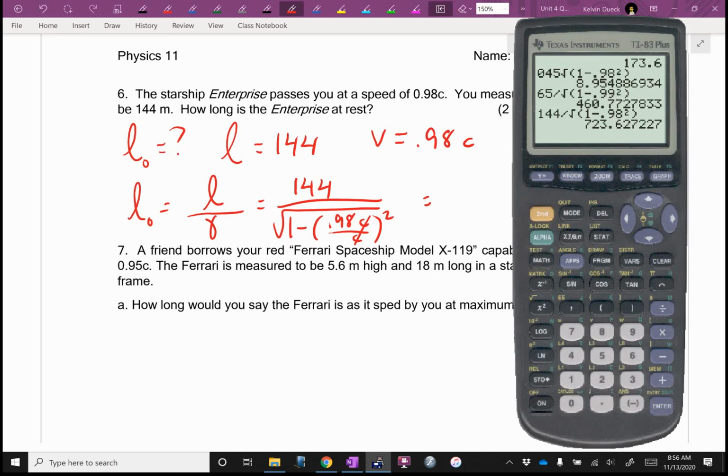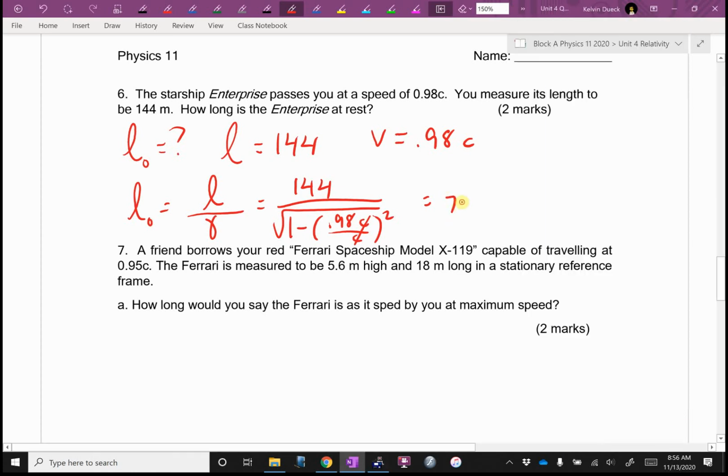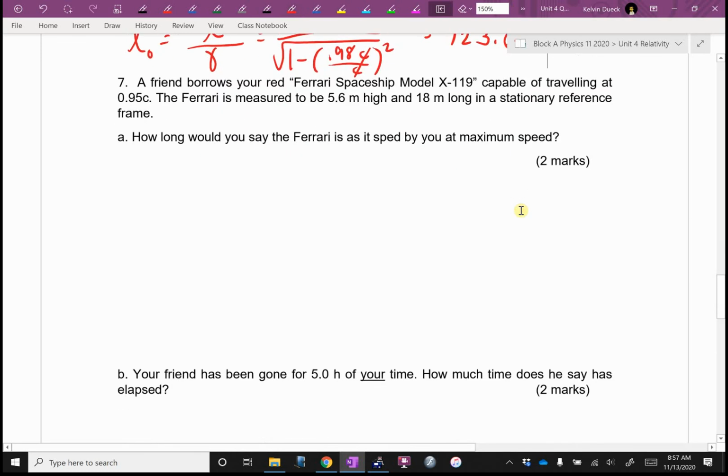723.6, which for those of you who are Star Trek fans will know that that is the length of the Enterprise. Which one, Mr. Dewick? Enterprise D from Star Trek The Next Generation. I'm a Star Trek nerd, I know. NCC 1701. Number 7.